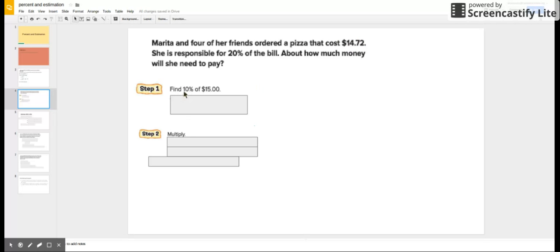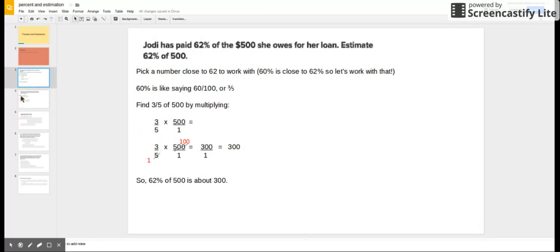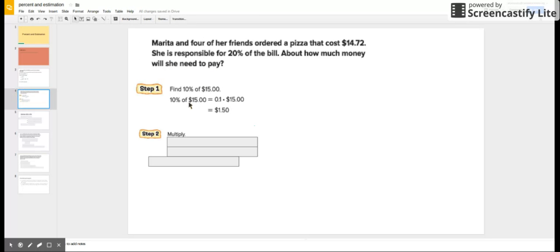So instead, I'm going to find 10% of $15. If I find 10% of $15, I could do 0.1 times 15, or just like I showed you in the last example with the fractions, you could do the fractions too. That would just be 10 over 100, which is just 1/10. So 1 over 10 times 15. So 0.1 times 15, in this case, you just move the decimal over once to the left, and you get $1.50. So here, 10% of $15 is $1.50.